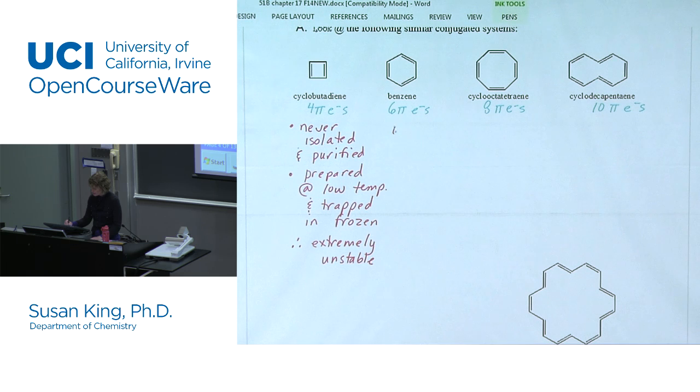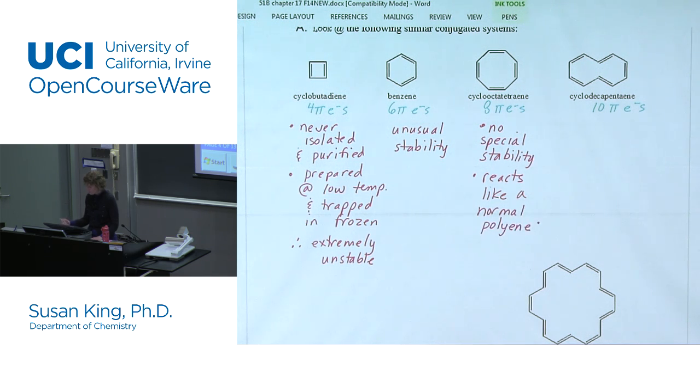We know 6 pi electrons has unusual stability, and really the number matters here. 8 pi electrons, no special stability. So benzene's really starting to look pretty magical here. No special stability. It reacts like a normal polyene. That means it'll do reactions like we did in chapter 10, addition reactions. You could add bromine, you could add bromine water, things like that.